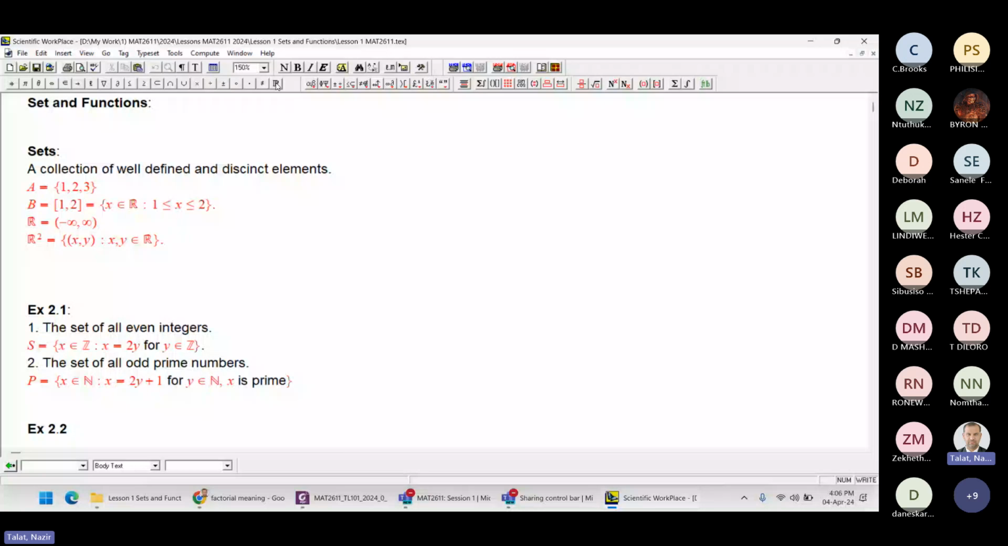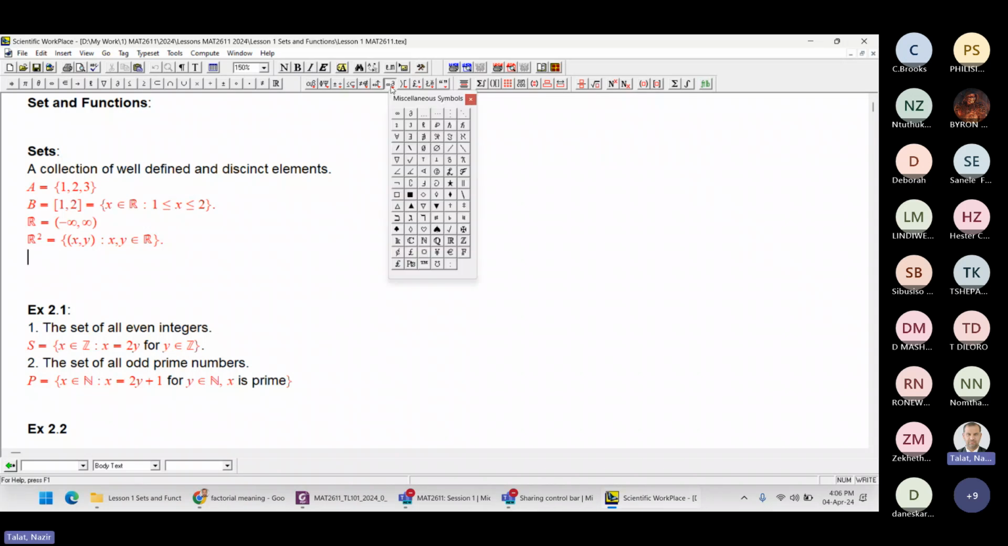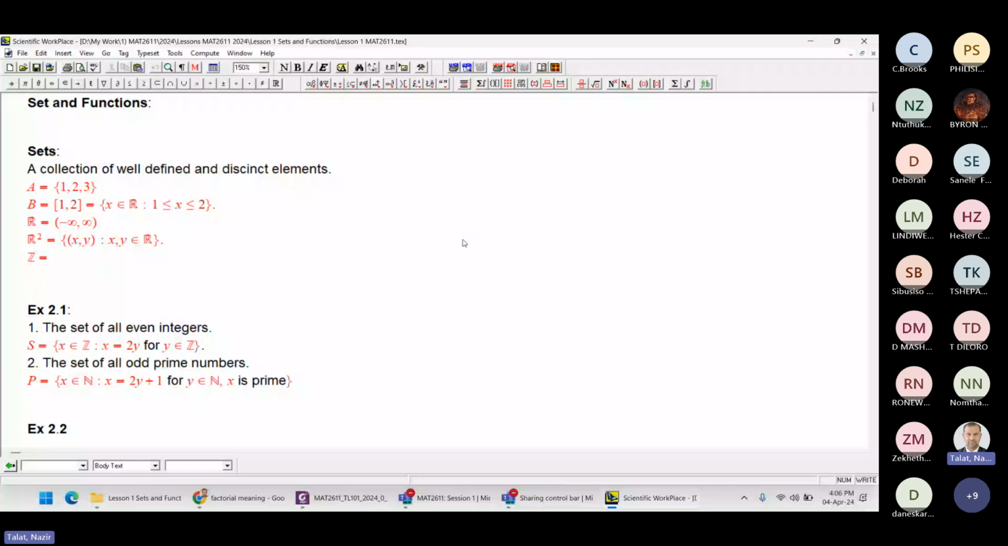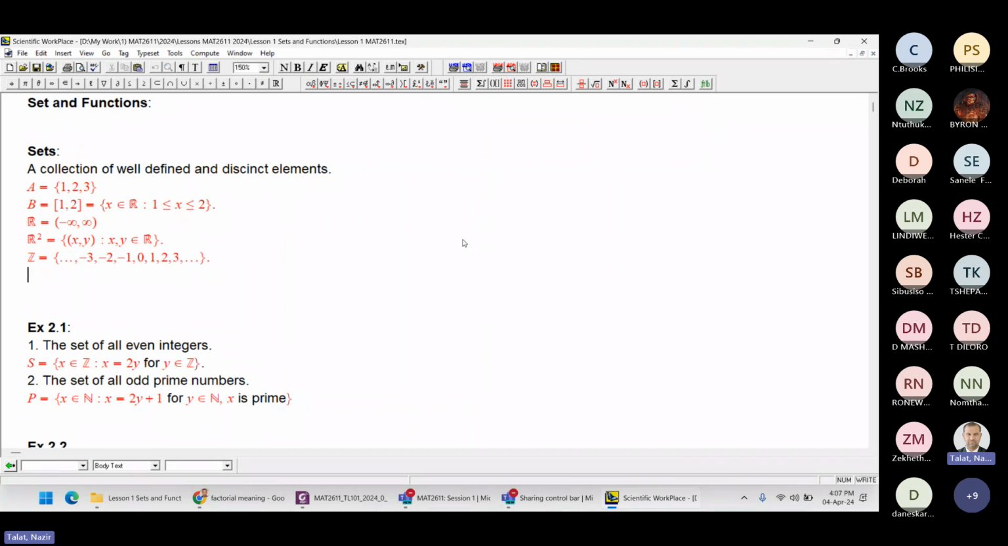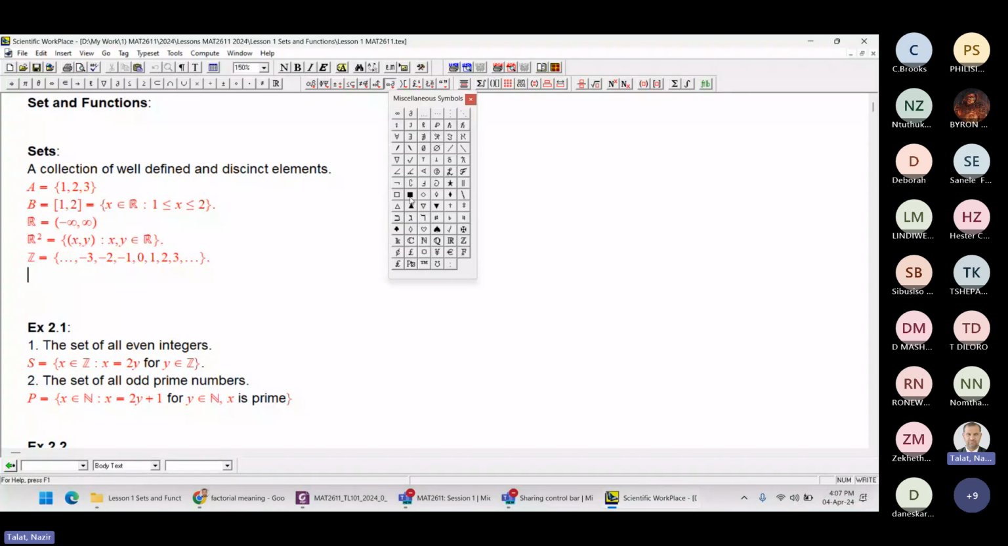Similarly, we have some other notations. The set of integers: if we say that Z is the set of all integers, it contains -3, -2, -1, then 0, and again 1, 2, 3, and so on. Similarly, we have the set of natural numbers 1, 2, 3, and so on. So these are all examples of sets.